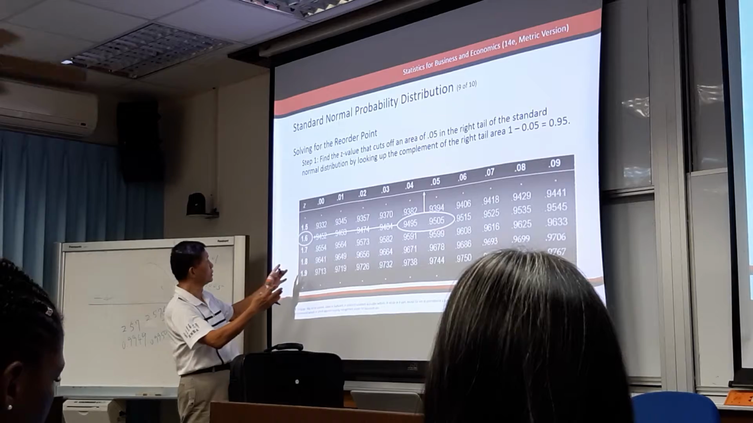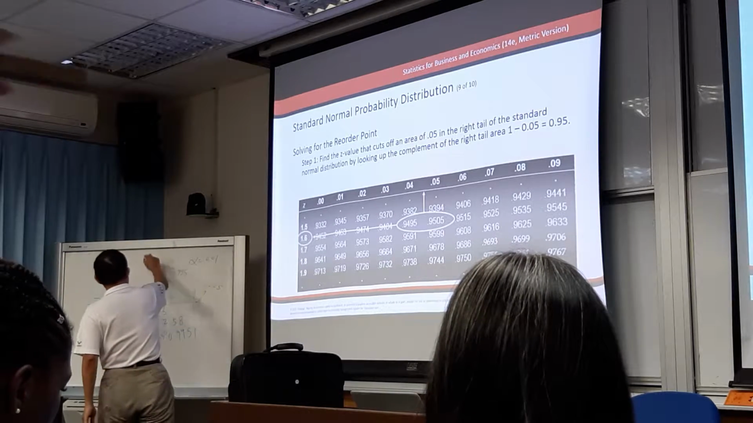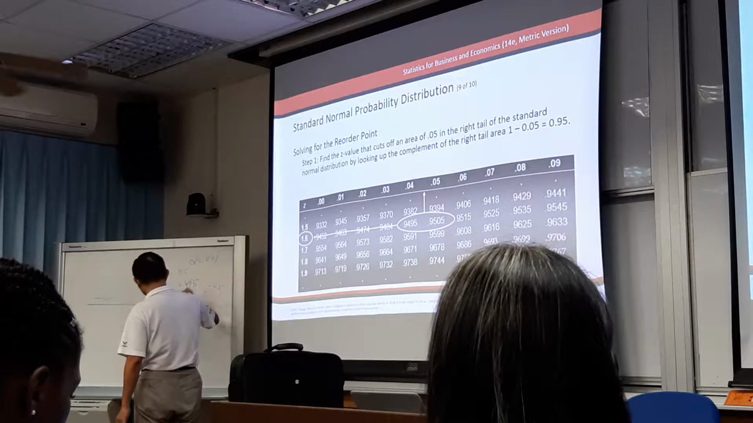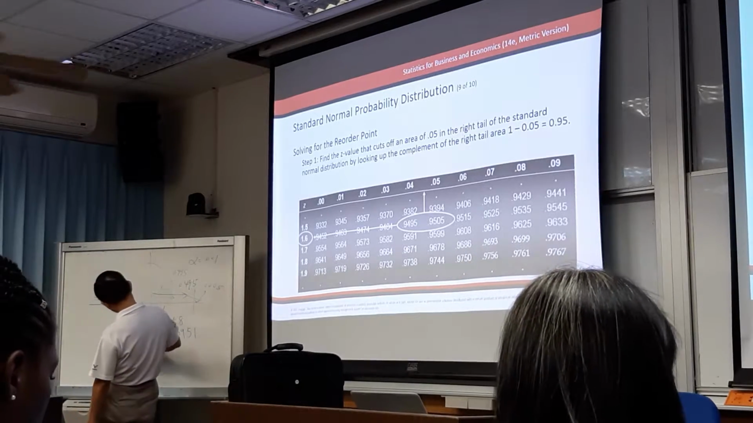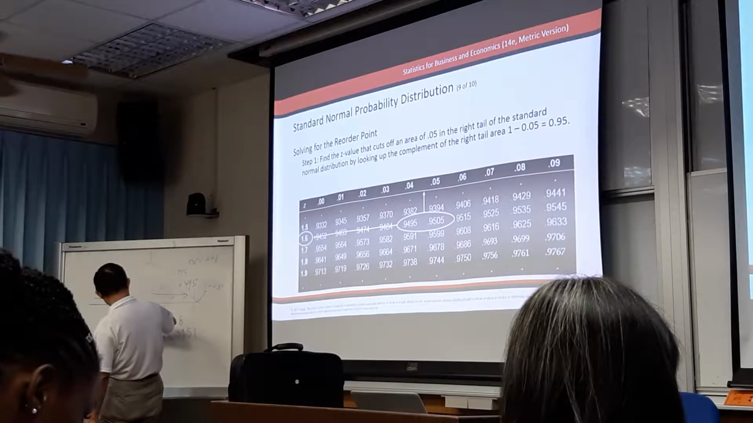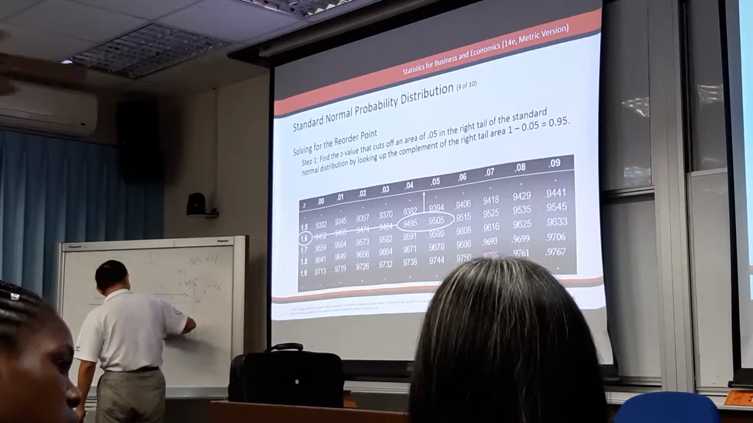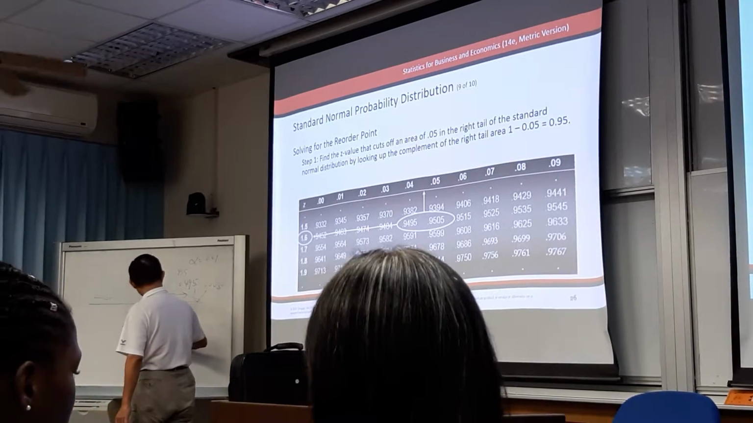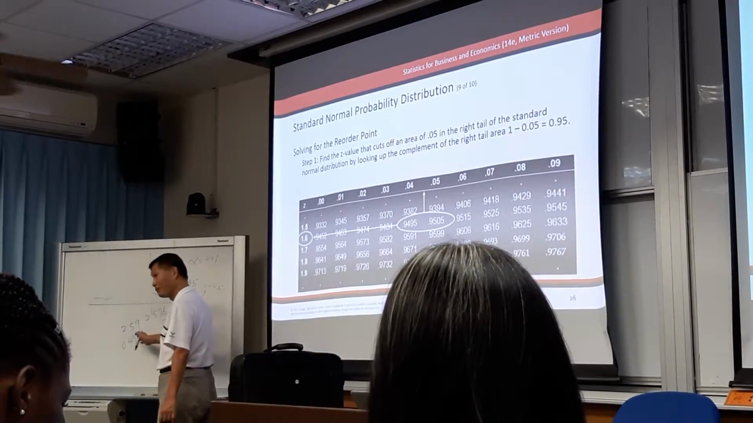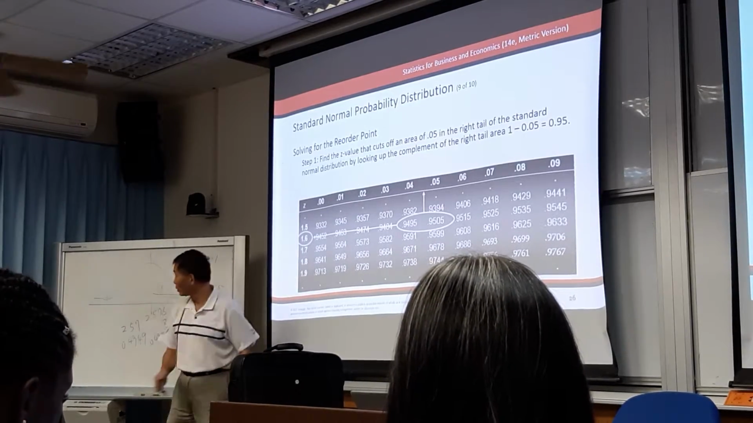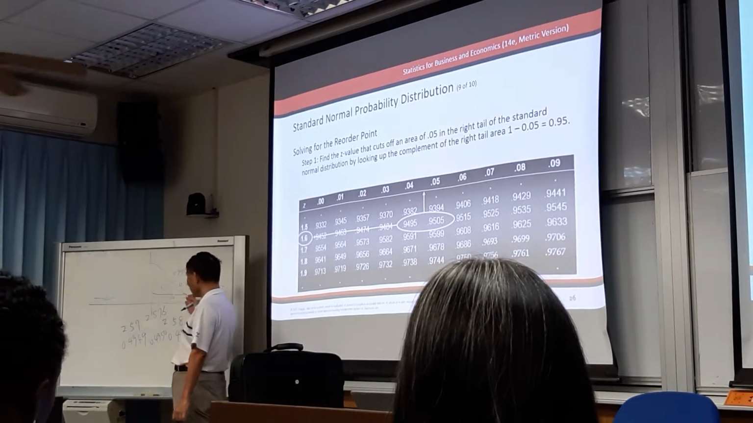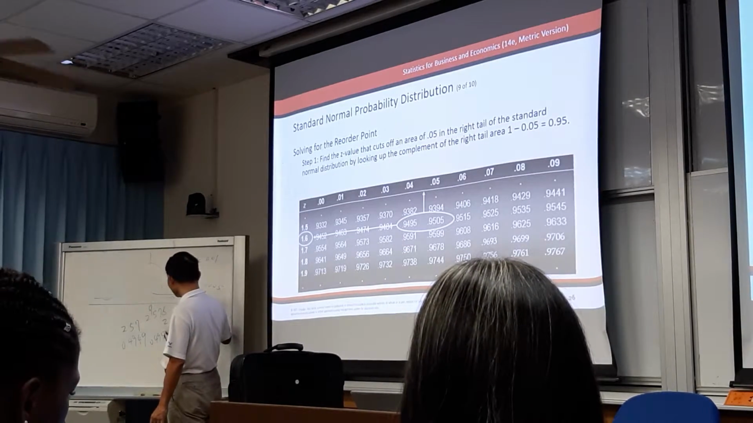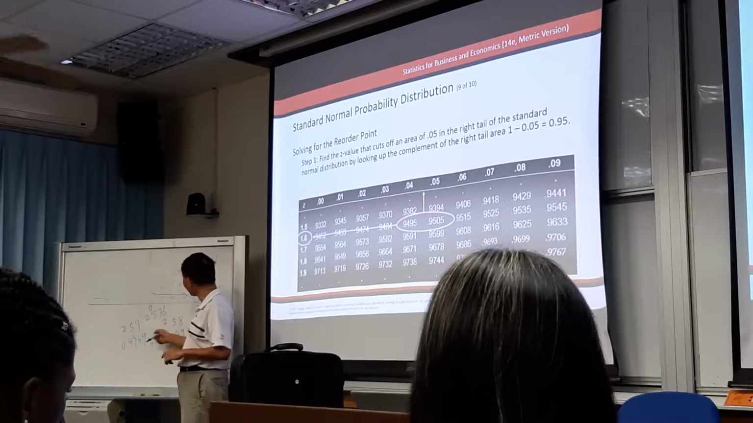The other table will look like this, with 0.49. If you look at the table, 2.6, 2.61. The other table will look like this. There are two kinds of tables. One is from infinity to this point. The other one is from 0 to this point. And this is the probability.